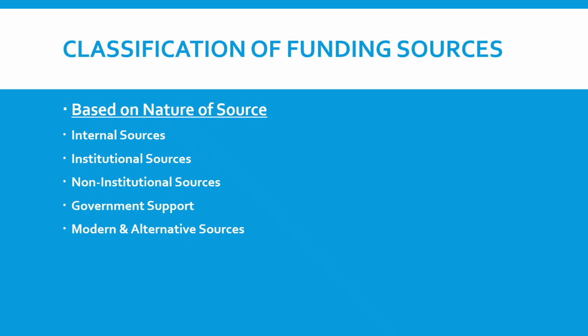Now we will discuss the classification of funding sources. Sources of finance in the primary sector can be classified into internal sources, institutional sources, non institutional sources, government support, and modern and alternative sources of finance. Let us understand each one in detail.